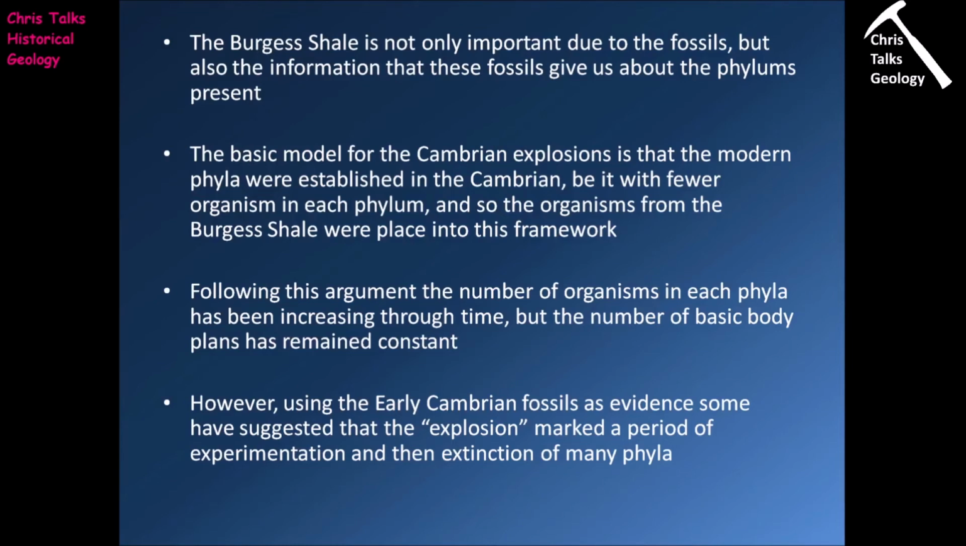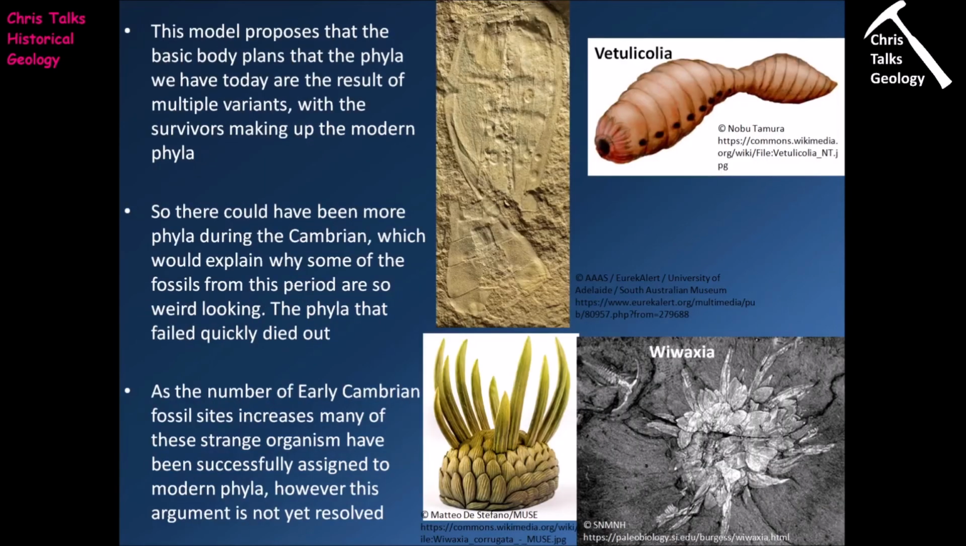And so this kind of makes quite a lot of sense. I mean, we've already discussed how the Cambrian is this period of huge evolutionary experimentation. And so you would expect there to probably be the formation of some phyla that never make it out of the Cambrian, so they don't make it through to the present day. So this model proposes that the basic body plans that the phyla have today are the result of multiple variants, with the survivors making up the modern phyla. That pretty much makes sense.